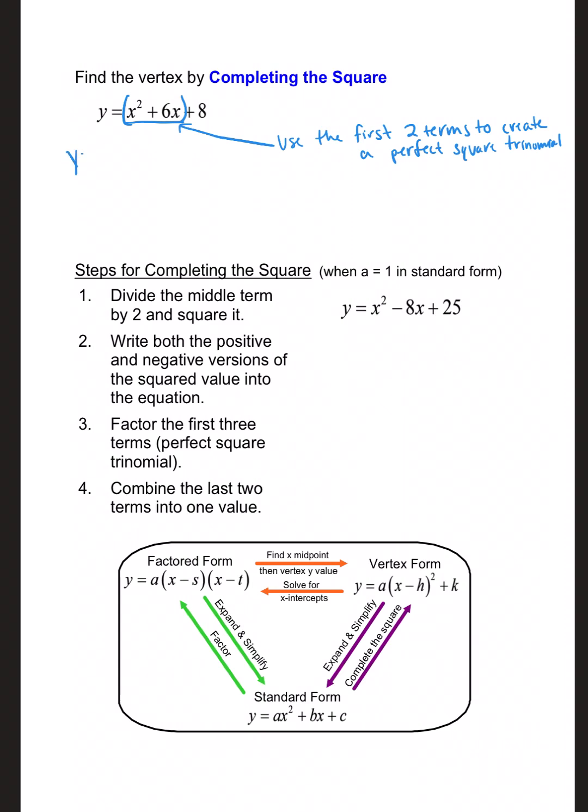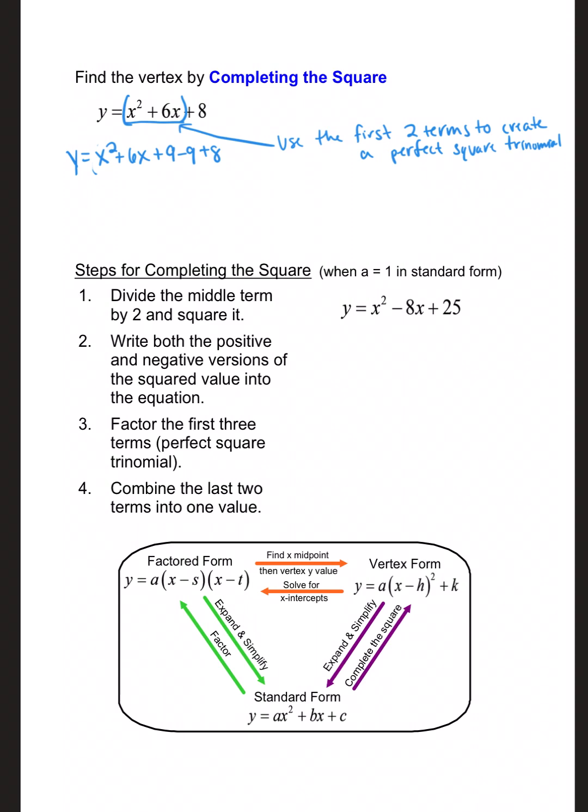So remember, we had to think of some number that was half of 6, and then we could square it. It was the square of a number. Half of 6 would be 3. Well, what can we square that equals 3? We should see that it's going to be 9. So we're going to add 9 and we're going to subtract 9 to the equation to make sure we're keeping it balanced.